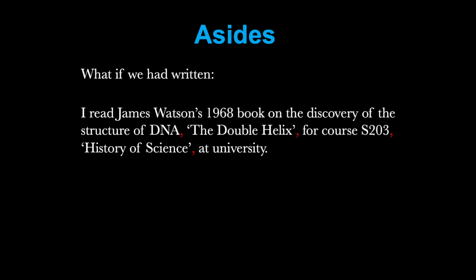I read James Watson's 1968 book on the discovery of the structure of DNA, the double helix, for course S203, History of Science, at university. Now what we've included between the pairs of commas truly are asides. They are additional information, because this author only wrote one book in 1968 about that topic, and in that university there is only one course S203. So to provide the title of the book and the title of the course are truly additional information.